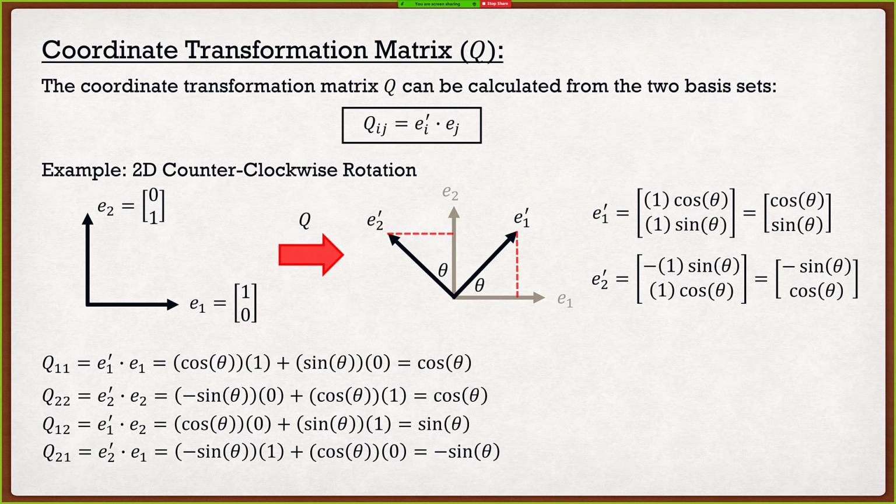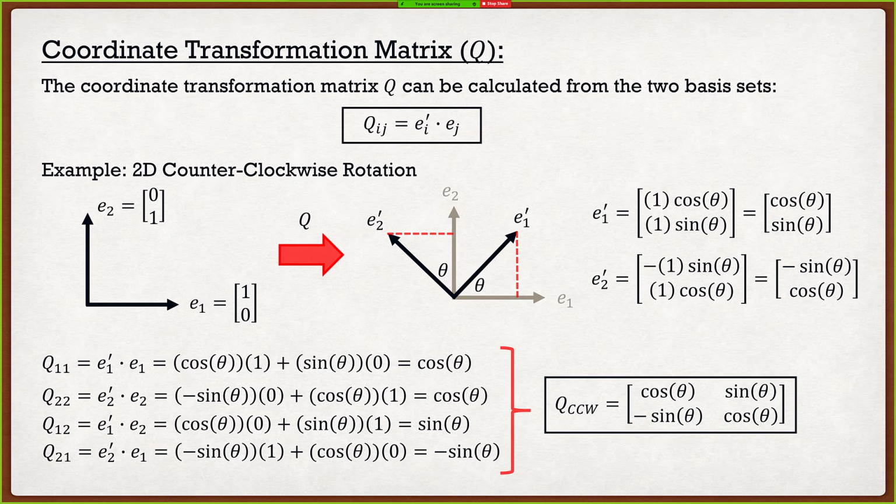Similarly, I can do it for Q12, which is going to be sine theta, and Q21, which is going to be negative sine theta, and I now know all of my components. Therefore, my coordinate transformation matrix for a 2D counterclockwise rotation is simply cosine theta, sine theta, and then negative sine theta, cosine theta.